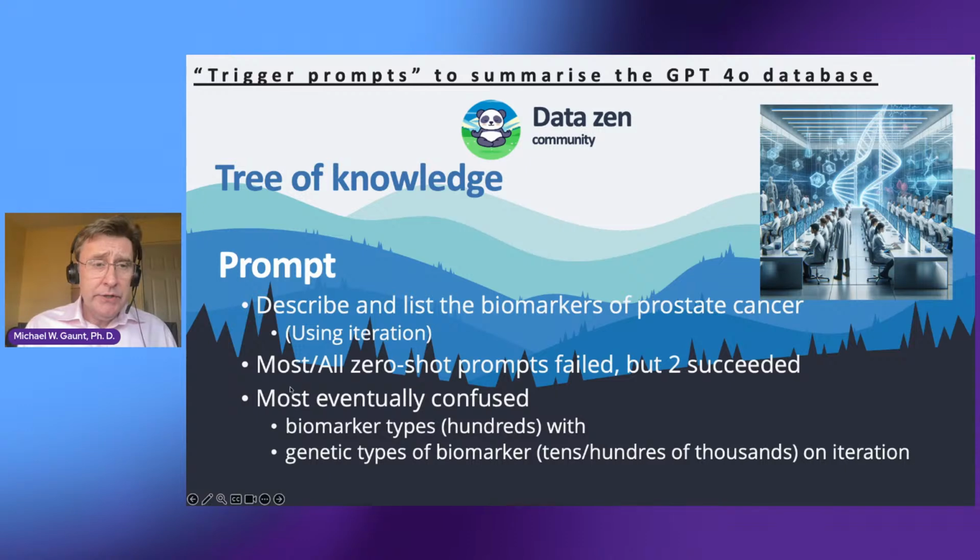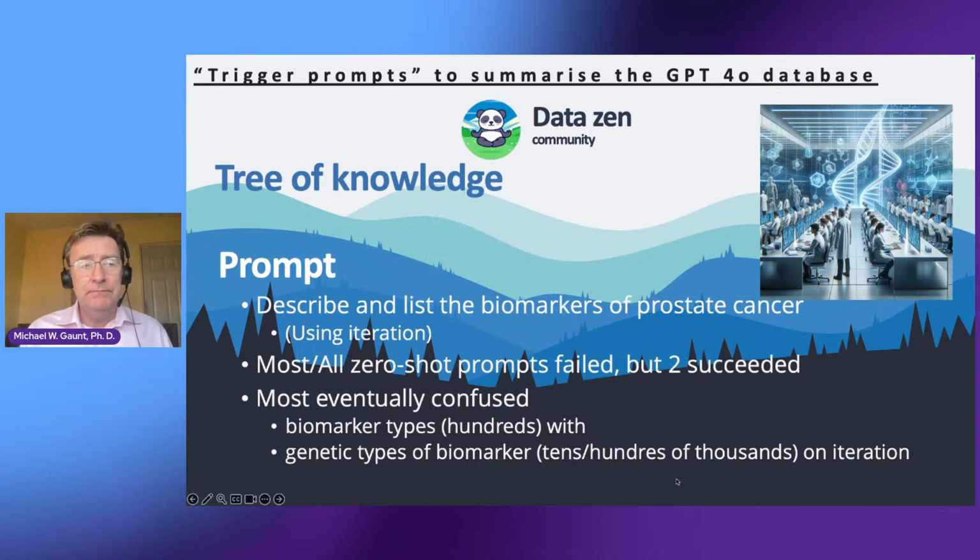I did this exercise, and the prompt here is: describe and list all biomarkers of prostate cancer, and I used iteration. Most or all of these zero-shot prompts, these power prompts that I'm describing, failed, but two of them succeeded. The failure is a consequence of something called iteration. So what you're doing is getting the same prompt to do the same query over and over and over again.